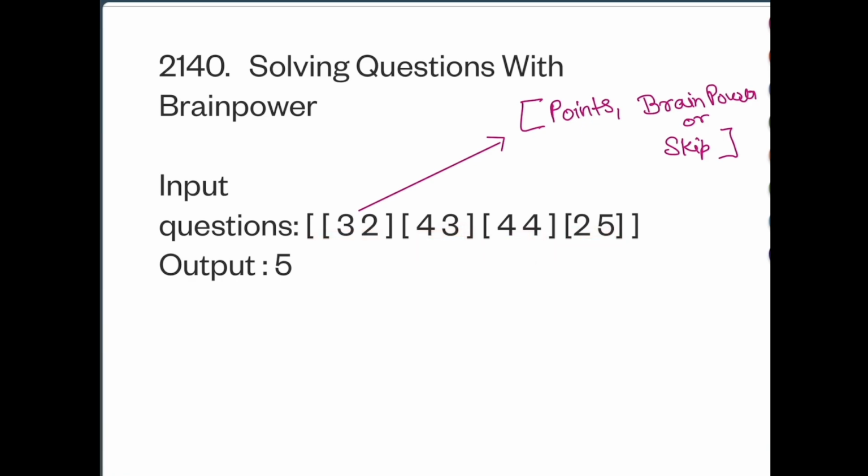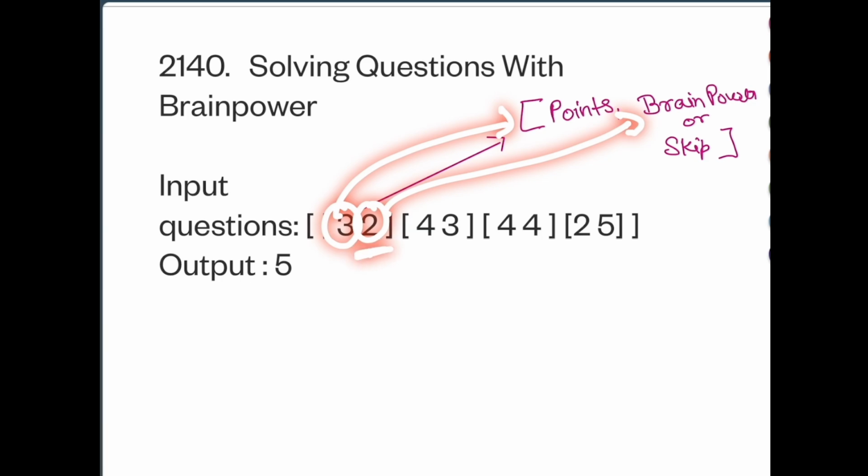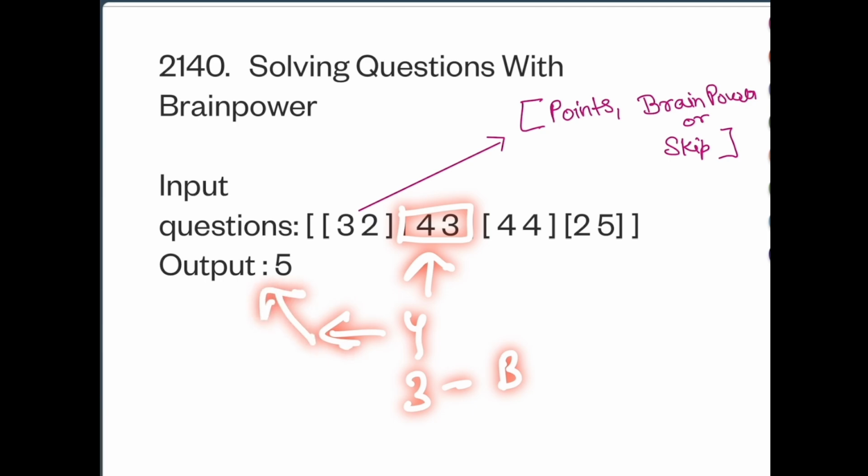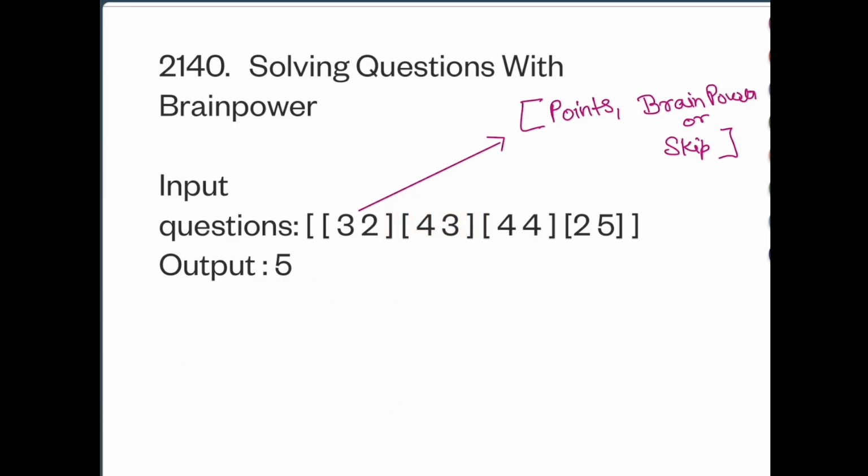So again, let me tell you that the first one is the points, and the second data is the brain power. Now this brain power is the trick here. The thing is, if you solve a particular question, then you are not allowed to solve the next 2 questions, or the next 3 questions, or the next 4 questions, or the next 5 questions. What I mean by this is, if you solve any question, for example, let us take any random question, let us take this one. If you solve this one, 4 is your points and 3 is your brain power. Points is something which you will get and you can add it in your output. Initially your output should be 0, and if you get 4 points, your output can be 4.